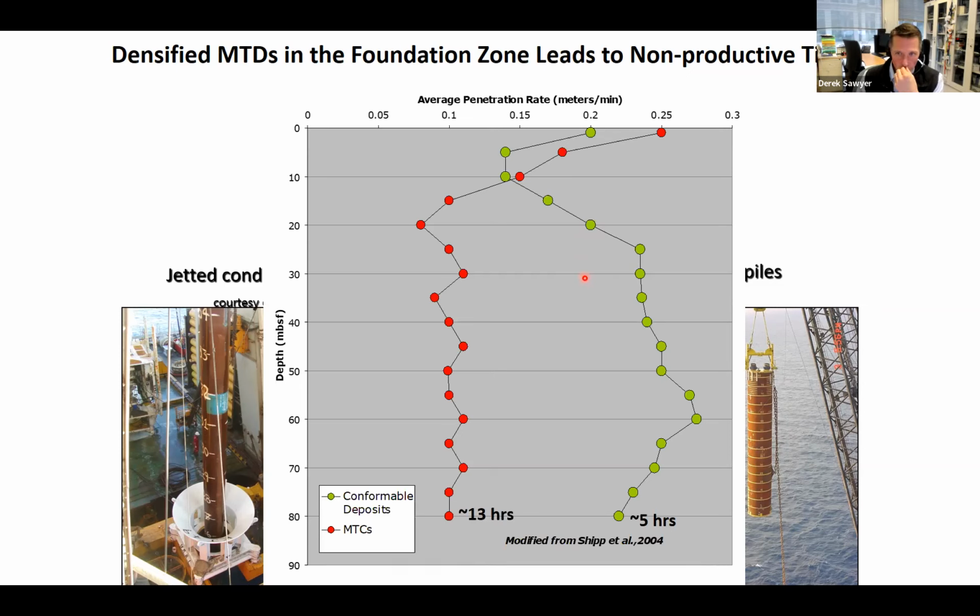This is shown really nicely by a paper from Craig Shipp way back in 2004, where he's plotting, going through MTCs, and the average penetration rate of suction anchor piles here in the red takes about 13 hours to go the same depth, 80 meters or so, as you would in an area that doesn't have any MTDs.